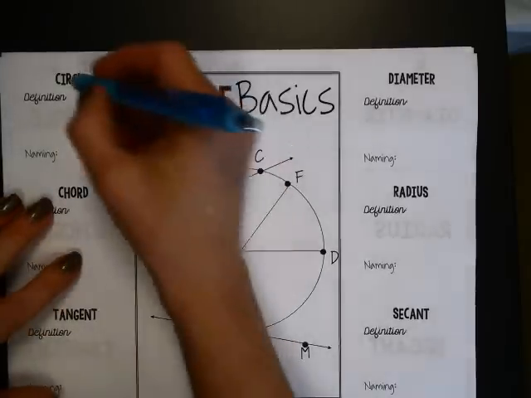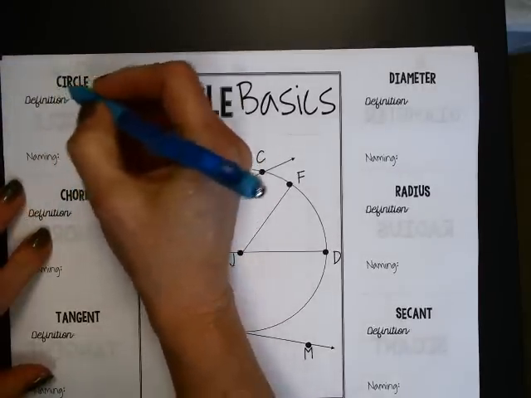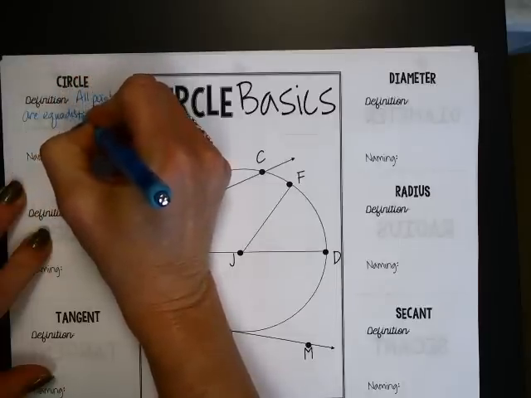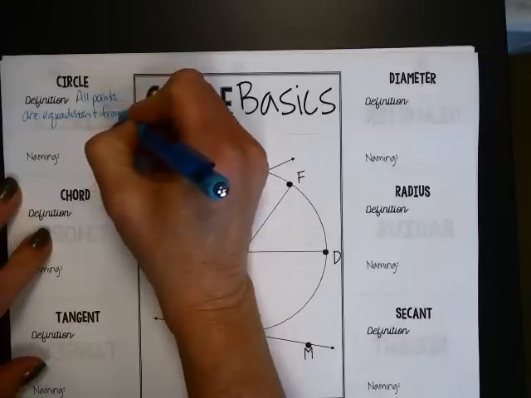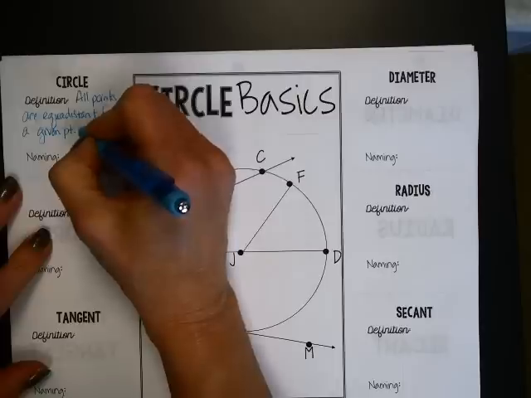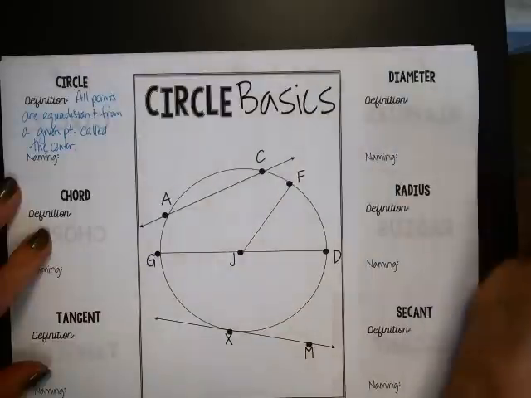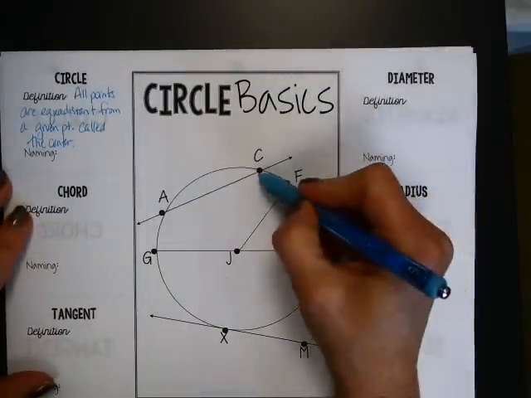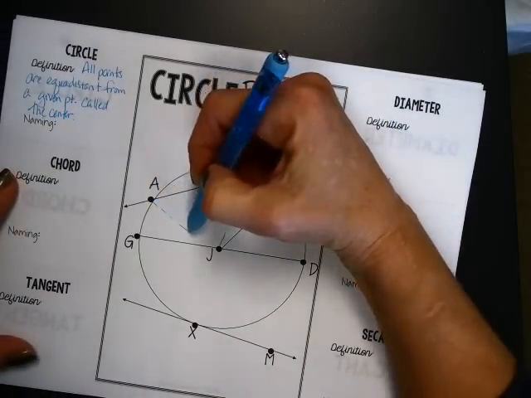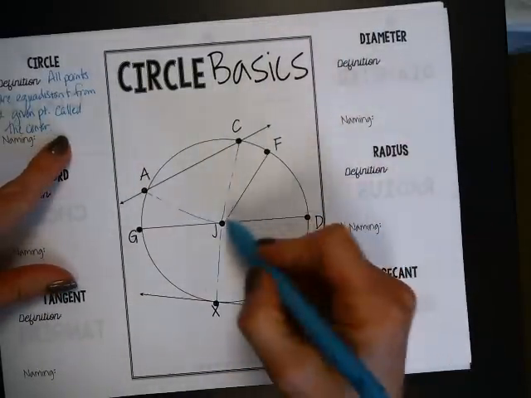And the definition of a circle is all points equidistant from a given point called the center. And you guys are probably familiar with that, but any distance from here to here, any point that you take on the circle, they are all going to be equidistant from the center, which our center is J.